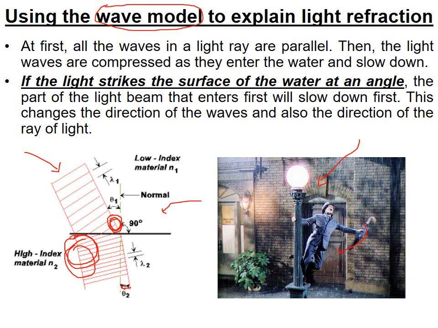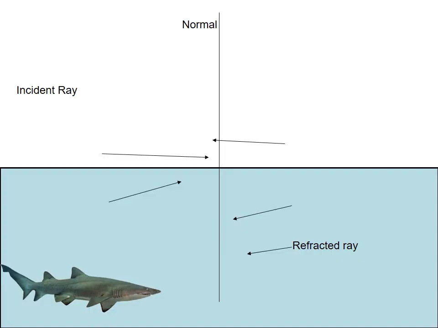So it's really because of different parts of the wave entering the second medium at different times, which causes a change in the speed of different parts of the waves and therefore a dragging of the wave towards or away from the normal. I'll show you this in an animation in the next few slides.